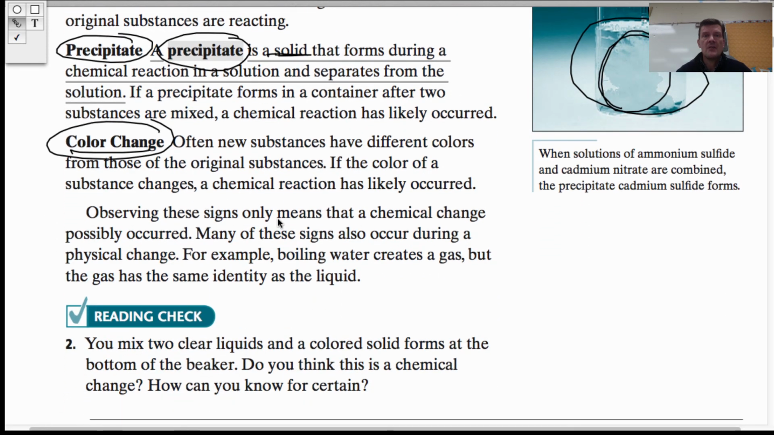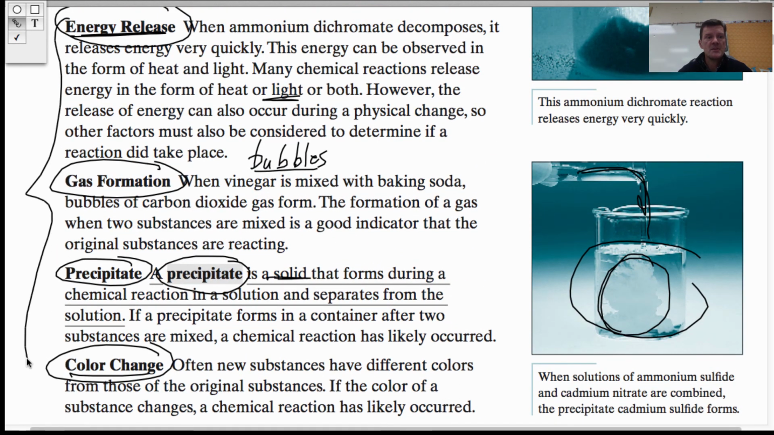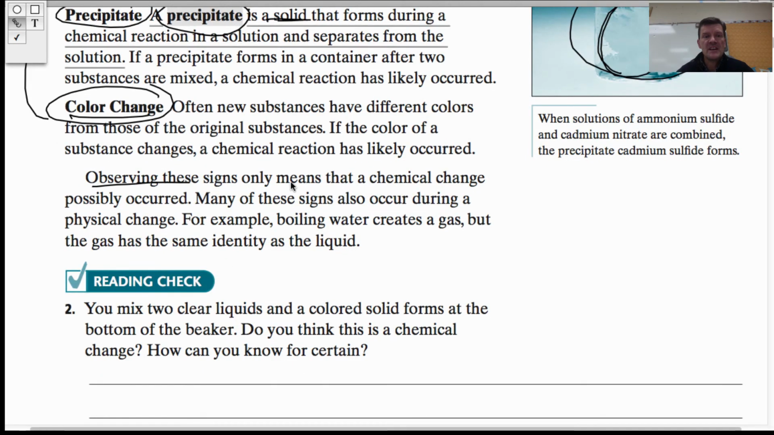Okay? Now, please understand, I'm going to say this again. Observing these signs, and by these signs I mean these 4 things right up here, observing these signs only means that a chemical change possibly occurred. Possibly. It's not a guarantee. Many of these signs also occur during just a physical change. Remember, in a physical change, there is no change in the chemical composition, the chemical makeup.